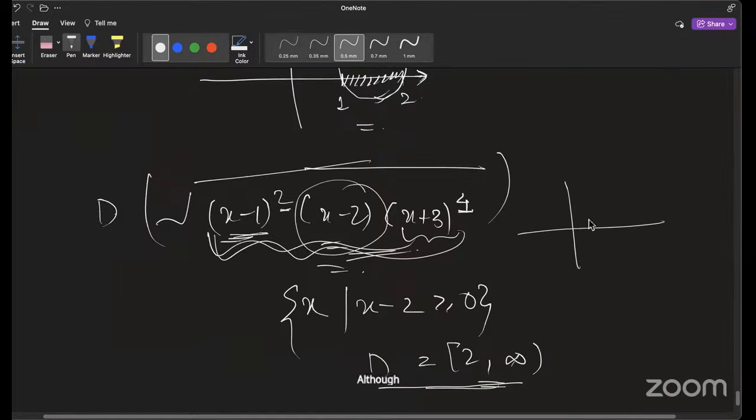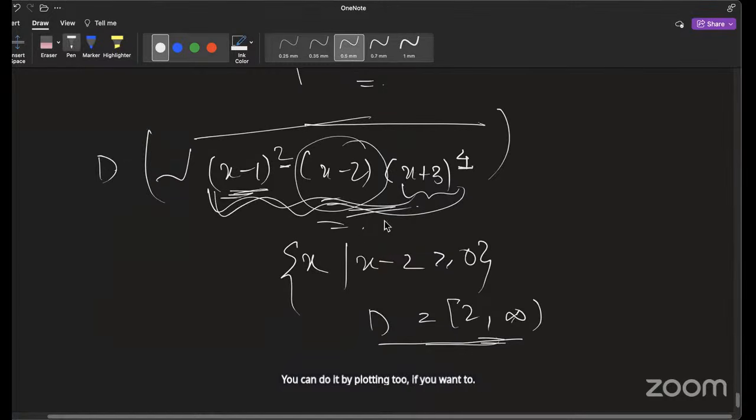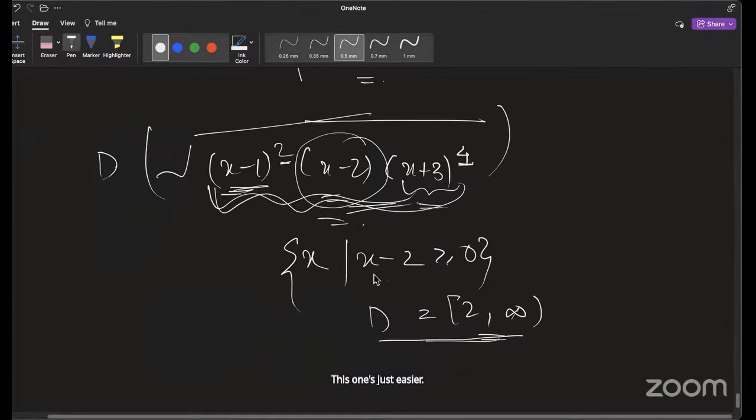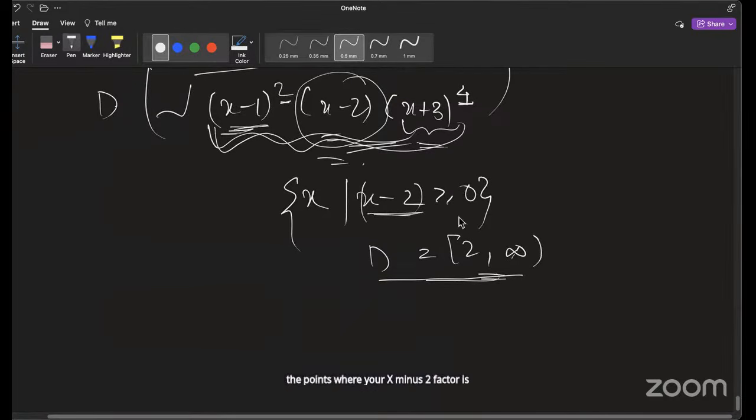Although you can plot it, we've done this thing, right? You can do it by plotting too, if you want to. But this one's just easier. You don't need to plot it. You just need to find the points where your x minus 2 factor is positive.